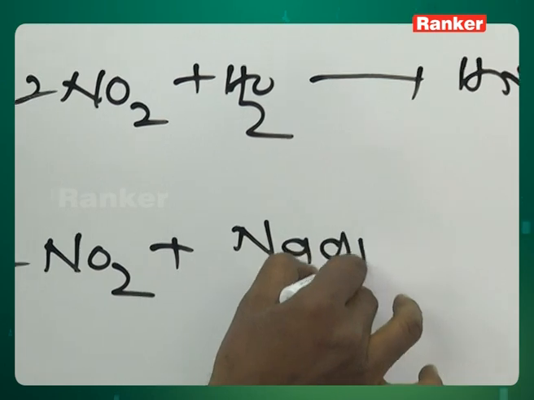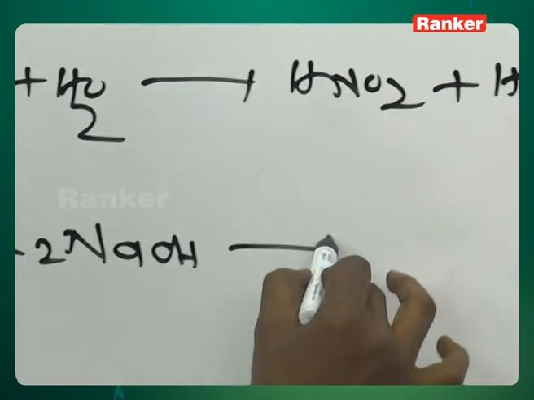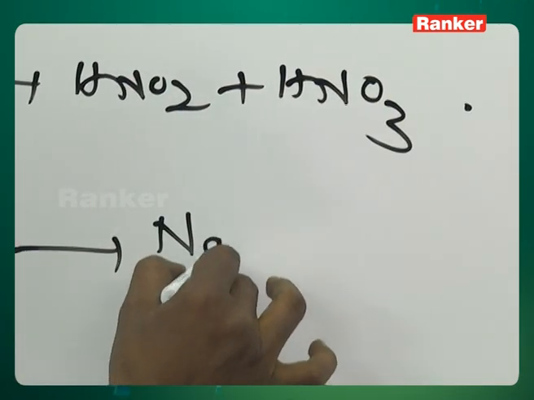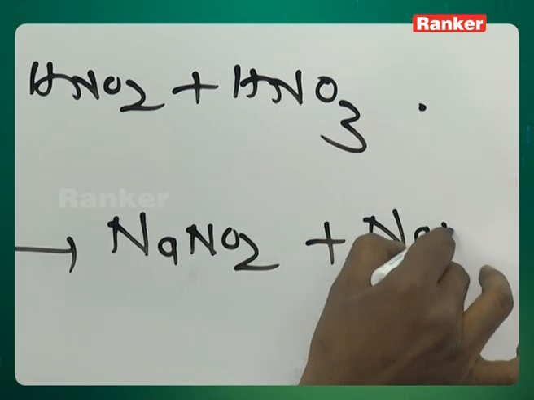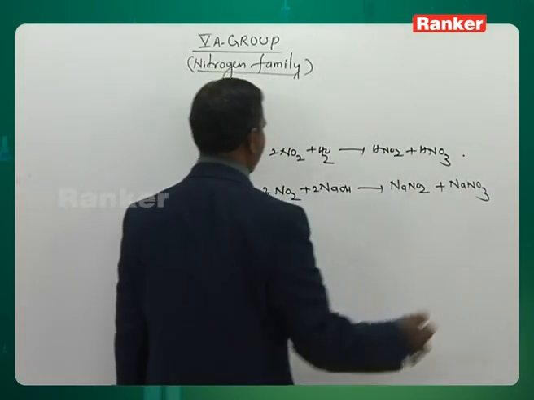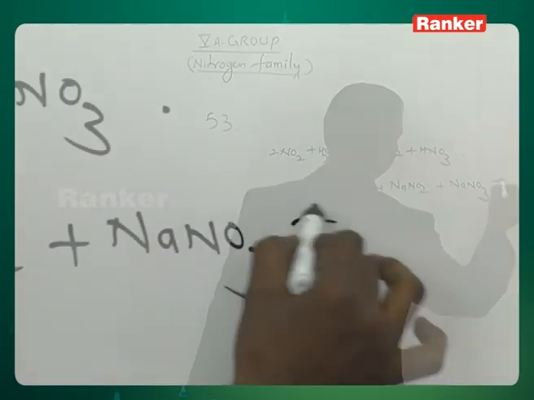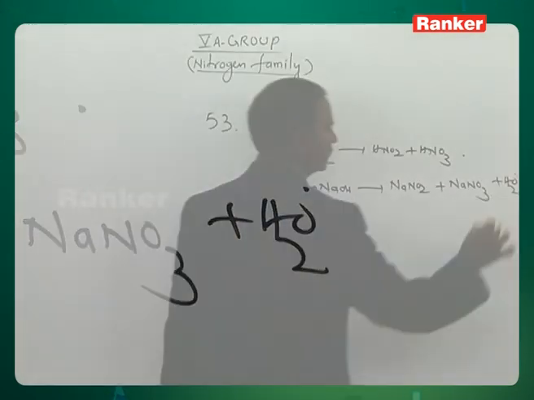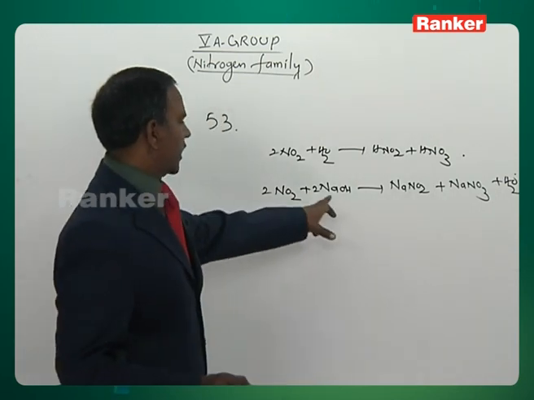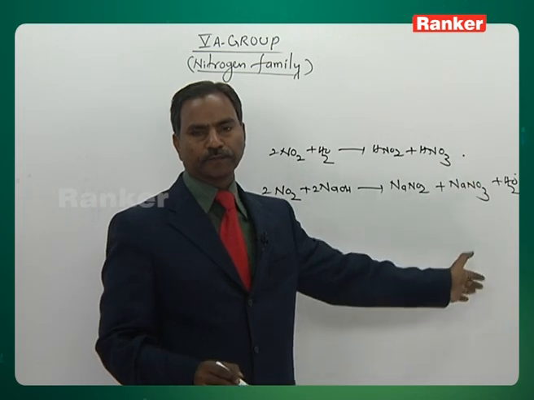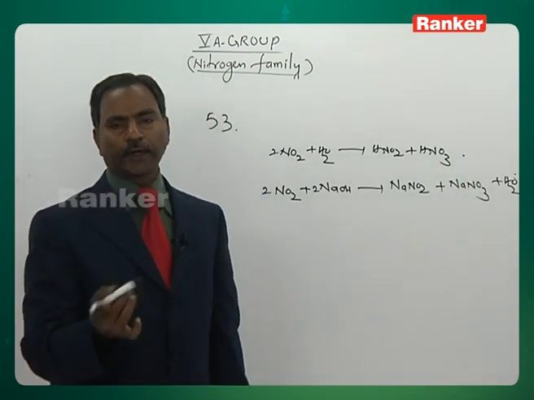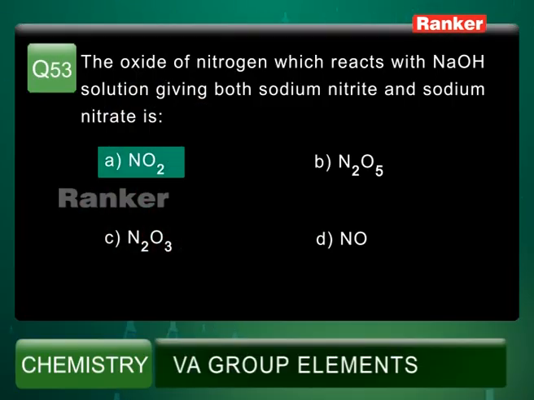sodium hydroxide, then you are getting here NaNO2, NaNO3 and H2O. NO2 on reaction with NaOH gives sodium nitrite and sodium nitrate. We want the answer that gives only nitrite and nitrate. Therefore, question number 53, the answer is A.